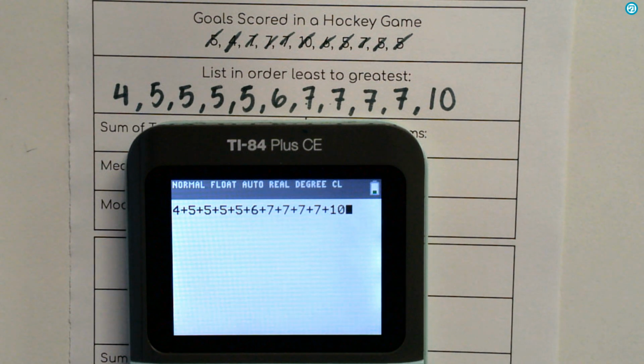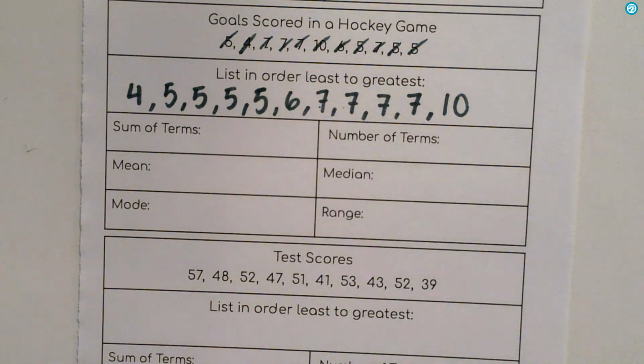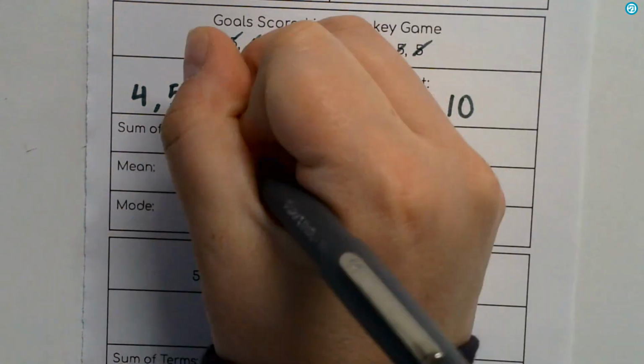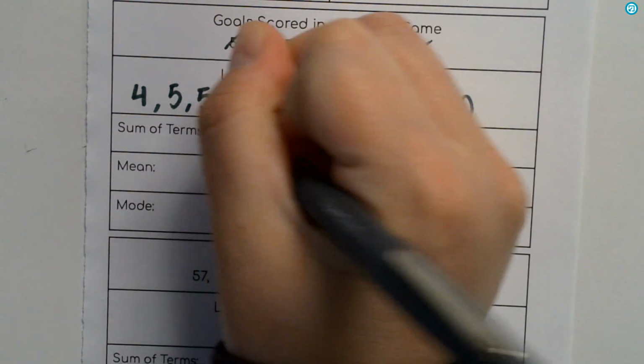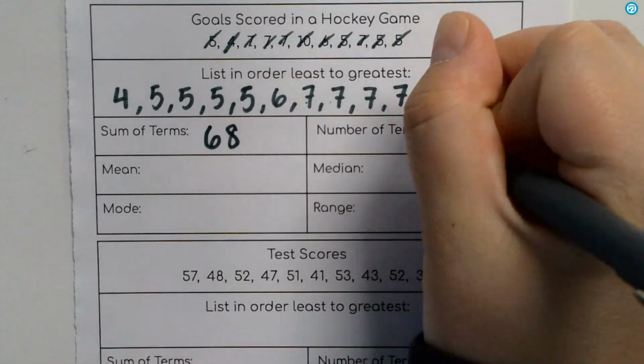Okay. What did you guys get as your total? 68. 68? Okay. 68. Good. Okay, so that is the sum of your terms is 68. You can go ahead and write that down here. And then number of terms, we already counted them up a second ago. You have 11 terms in this problem.